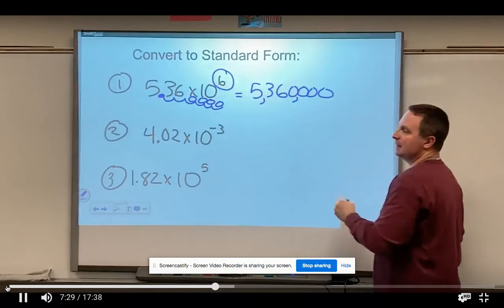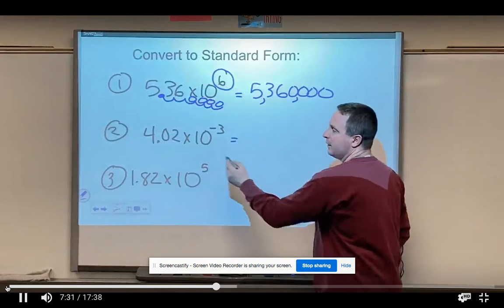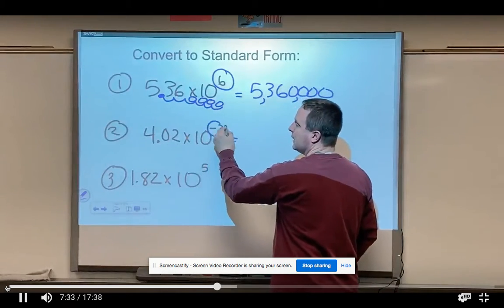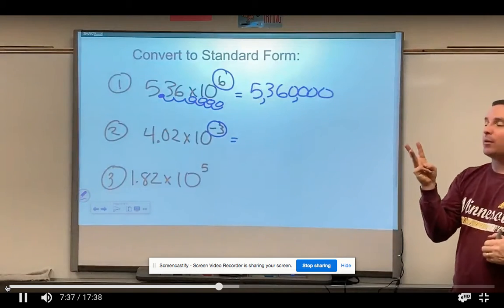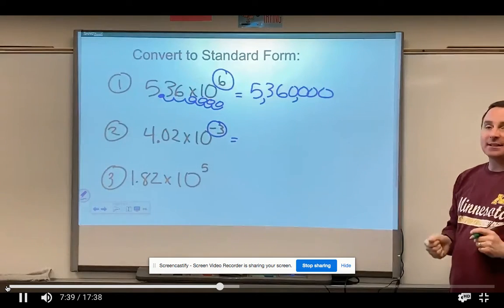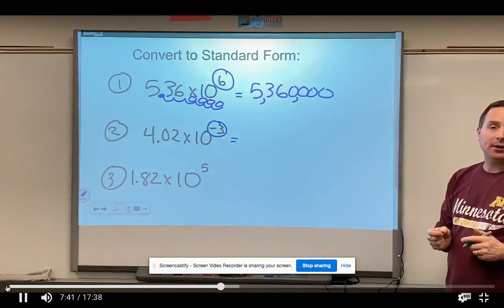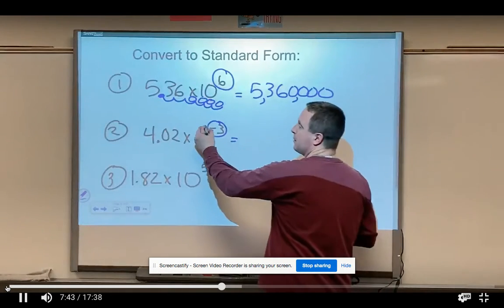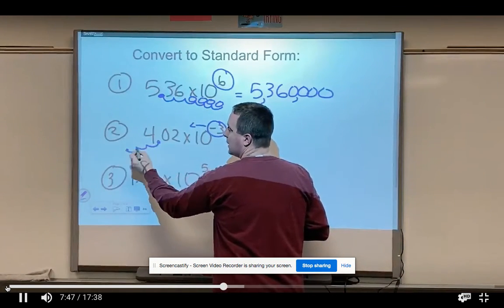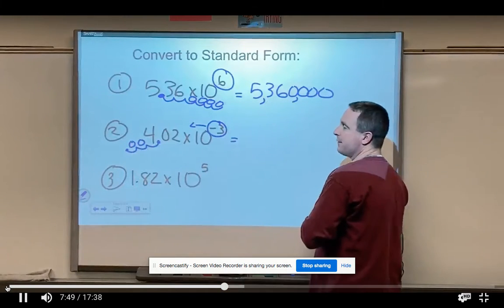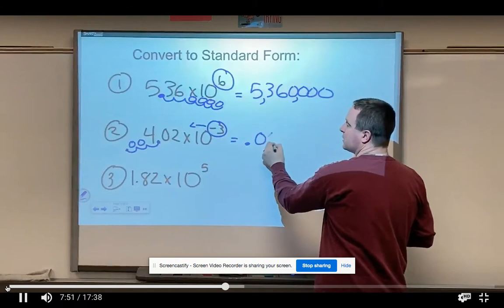Okay? All right, same thing over here. 4.02. I see a negative 3rd power. The 3 there tells me I'm going to move the decimal point 3 times. But because it's negative, I need to make that number smaller. And the way I make a number smaller is I move it to the left. I'm going to move it to the left. 1, 2, 3. And again, those bubbles I fill in with zeros. It's 0.00402.